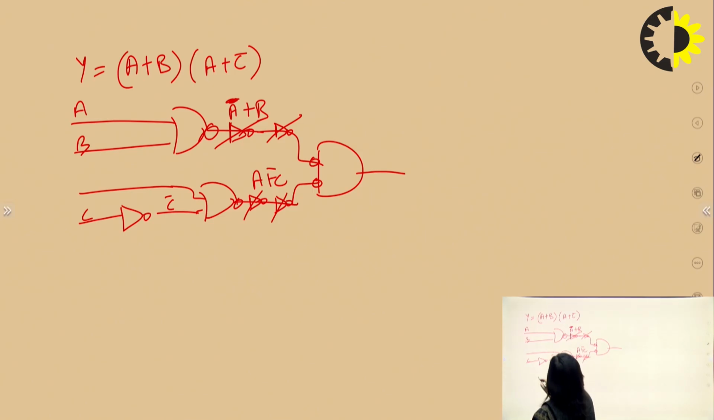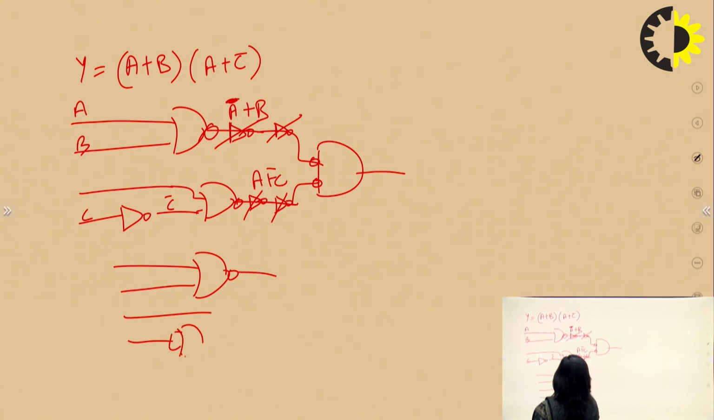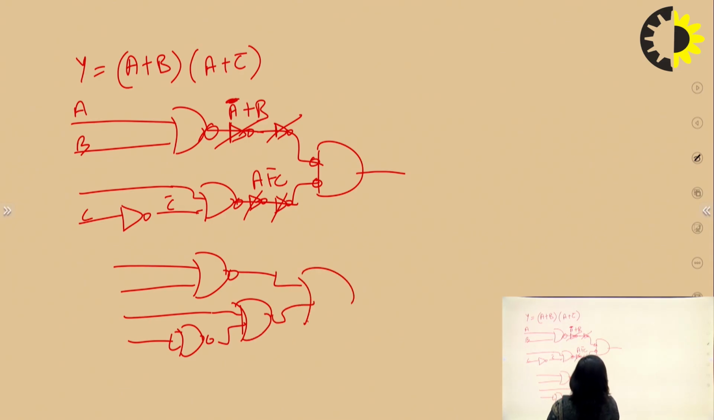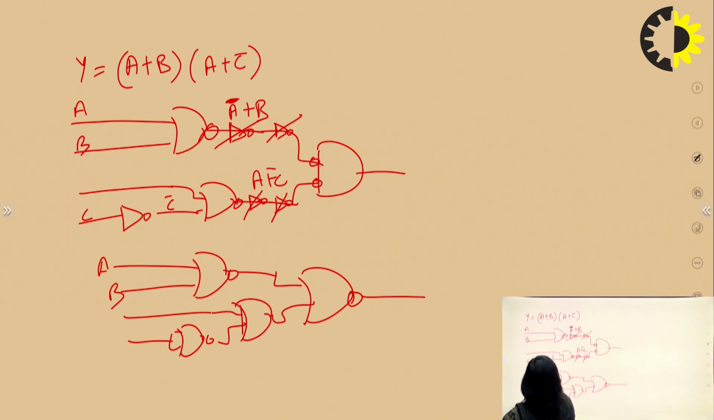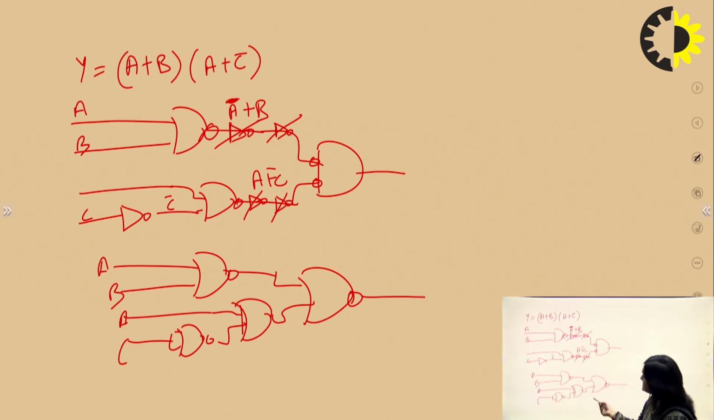So we can redraw this circuit like in this way. So this is AB and this is AC. So this is how we can design this expression with a minimal number of the NOR gate. If we design this expression with the NAND gate, then the number of gates will be more.